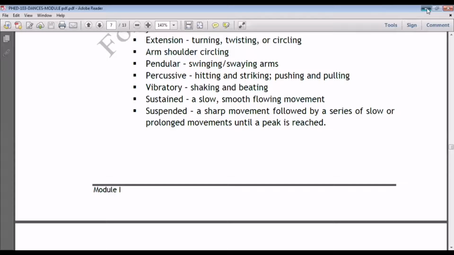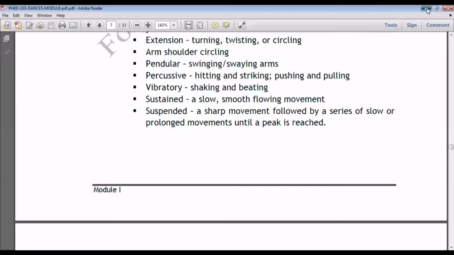Ala, ayaw naman. Never mind. Ayaw niya. Stop ko na lang. Never mind. Kung ano na lang yung naka-open. Ayaw naman na yung dito.